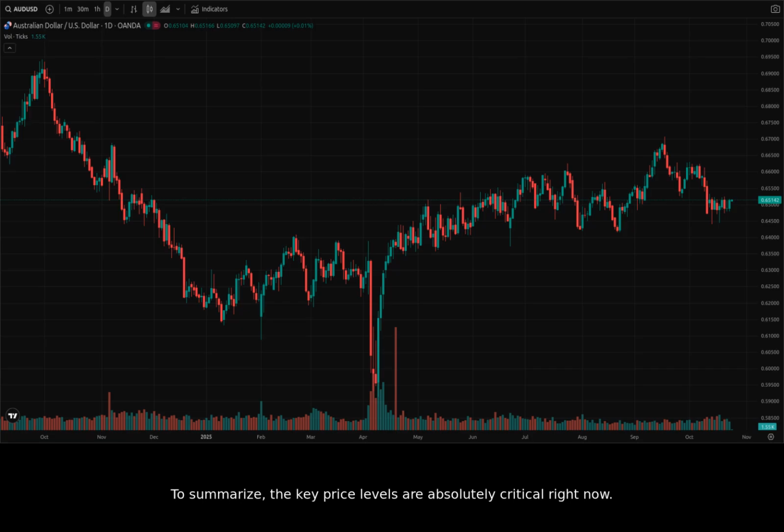To summarize, the key price levels are absolutely critical right now. Keep your eyes on short-term resistance around 0.6525 and short-term support near 0.6475. A breakout from this immediate range will likely signal the next short-term move. On a larger scale, a bullish break would target the October high of 0.6630. A bearish breakdown would put the major support level of 0.6400 back in play. So, what are the potential scenarios?